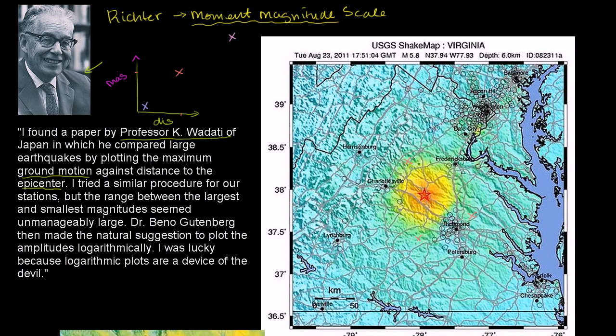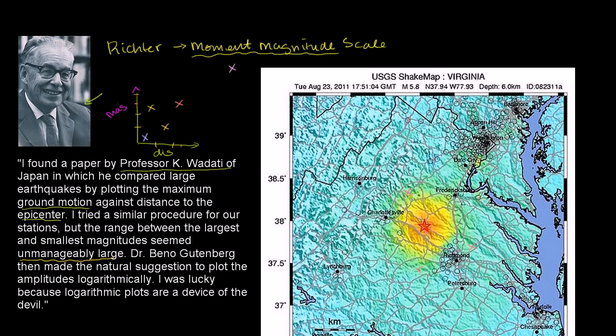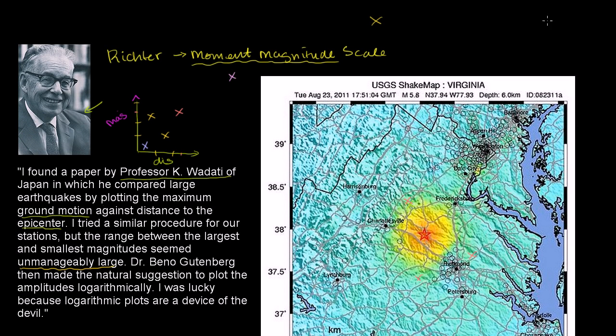And then Charles Richter said in the interview, "I tried a similar procedure for our stations, but the range between the largest and smallest magnitudes seemed unmanageably large." So what he's saying is when he tried to plot it like Professor Wadati, he found that, okay, you get some earthquakes that you could plot around here, but no matter how you do a linear scale over here, if you want any resolution down here, the stronger earthquakes just go off the charts or maybe off the page. So the stronger earthquakes you might have to start plotting here, or maybe they don't even fit on the page.